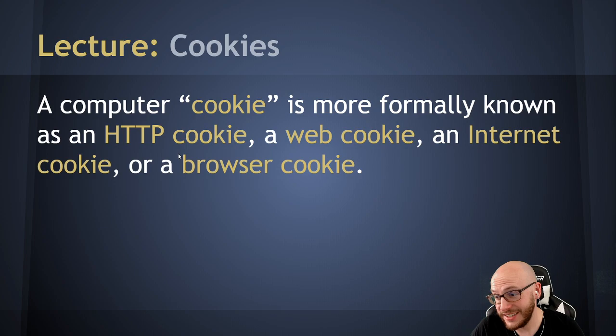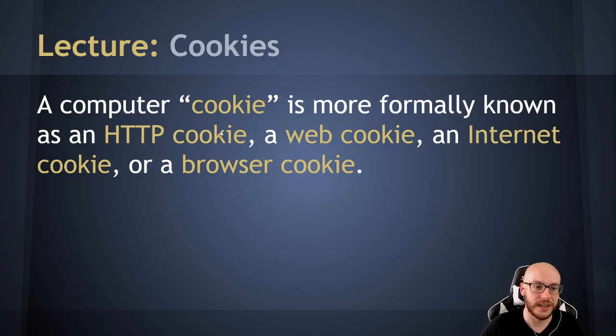A computer cookie is more formally known as an HTTP cookie, a web cookie, an internet cookie, or a browser cookie. So one of the things that's going to help us understand cookies is to understand where they're coming from. As we saw in our video, these emerged in the mid 90s when e-commerce was just starting up. And one thing you have to understand is that in the 90s, computers sucked, man. They sucked. I don't know what to tell you.